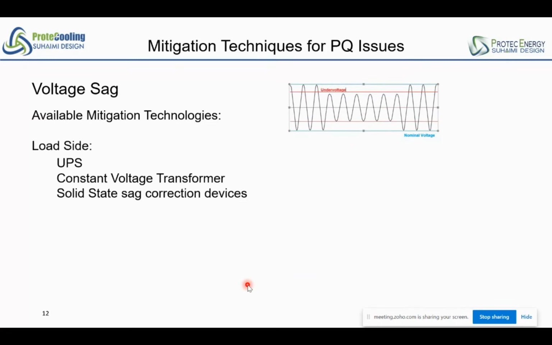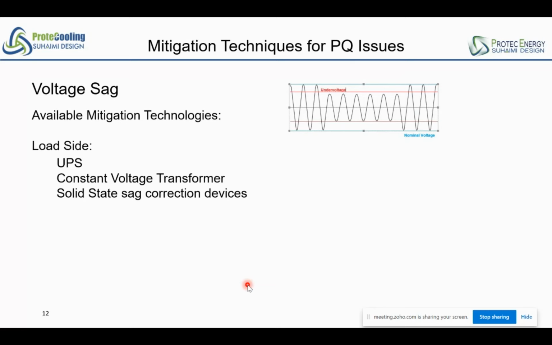Now, available mitigation technologies on the load side to prevent damage through sag: we can go for UPS, some UPS with inline batteries, depending on what load you want to protect. UPS is one of the common solutions for protection against sag. Then CVTs, that is, constant voltage transformers. That will also depend on the type of load you are using. If there are a lot of fluctuations, then we can go for CVTs.